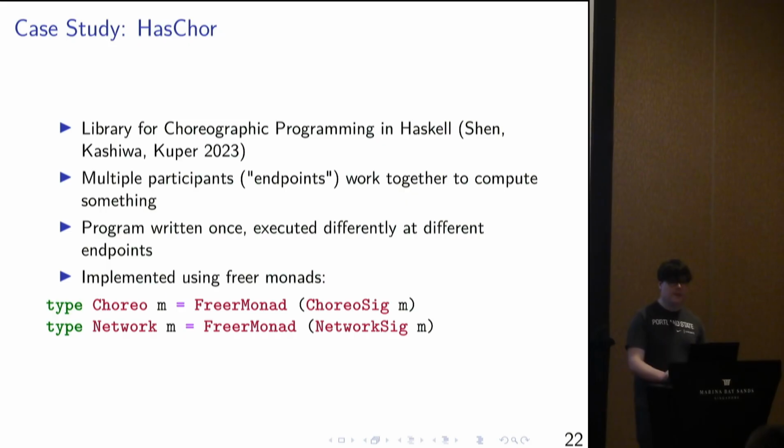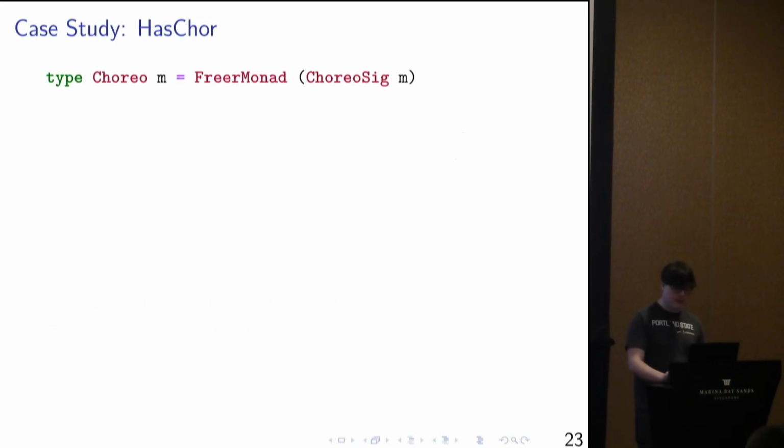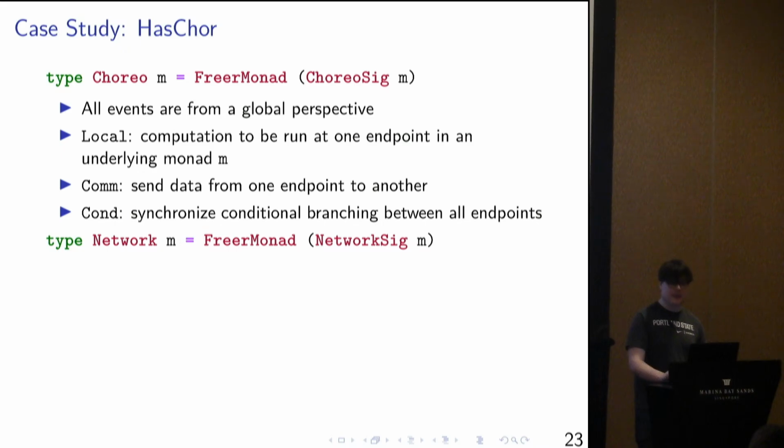The original Haskell library is implemented using Freer monads. In particular, we have the choreo monad and the network monad. The choreo monad, it's not super important what the events are. I'll list them here just to get an idea of them. You can do local computation on one endpoint. You can send data back and forth between endpoints. And there's a special event for synchronizing choices between the endpoints so that they're always in sync as we go through the computation. The network monad is the type of programs projected out.